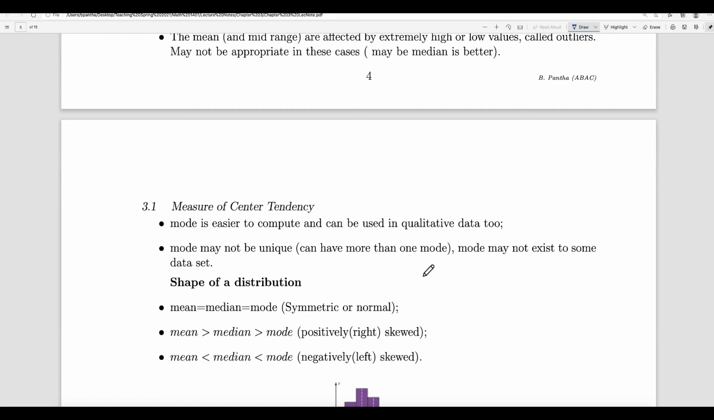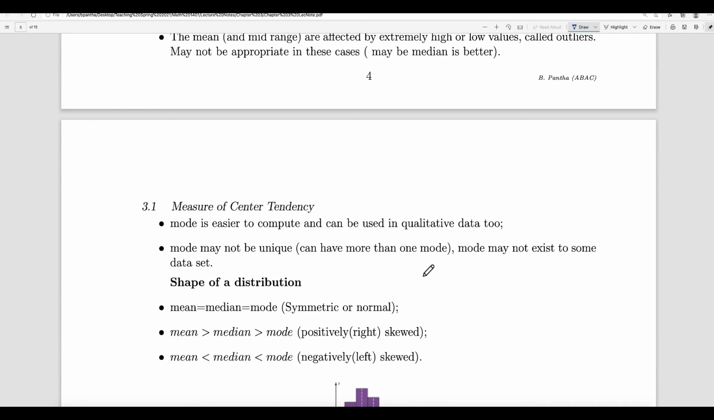In qualitative data, you cannot find the mean and median, right? Because the mode is final. For example, if you want to know how many students like a particular color in a class, you can find the mode, meaning the color that is most repeated is the mode color. But you cannot find the mean and median directly that way.